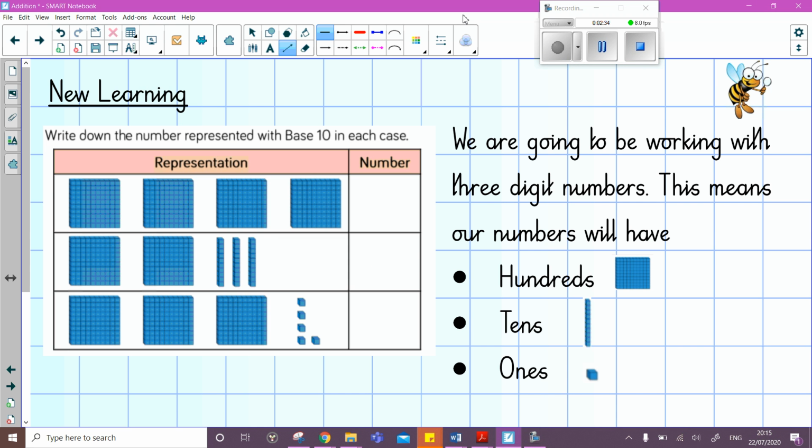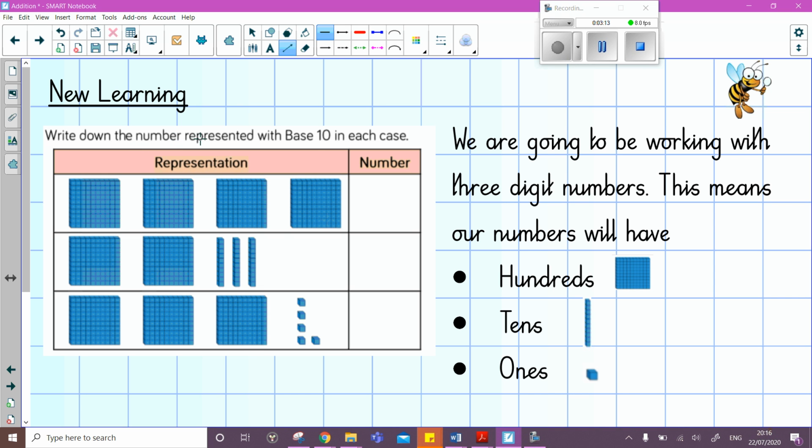So we're going to apply this now to our new learning, and we are going to be working with 3-digit numbers. This means that our numbers are going to have hundreds, which look like this. These are a picture of our Dienes that we use in school, or our base 10. So it will have hundreds, it will have tens, and it will have ones. Our hundreds, we can see, are made up of 10 tens. So 10 lots of 10, because altogether 10 times 10 makes 100. And our tens are made up of 10 little ones. So 10 ones makes 10.